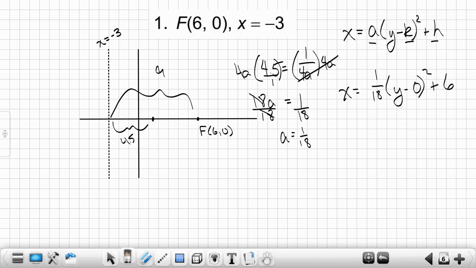Holly? If a was a negative number, but it opens to the right, would it change? A will always be a positive number the way we're setting it up. Because we're setting up a distance, which is always going to be a positive number, and we're setting it equal to 1 over 4a, which is positive. So it's always going to end up being positive. Then when you look at the direction, you decide if it's negative or positive.